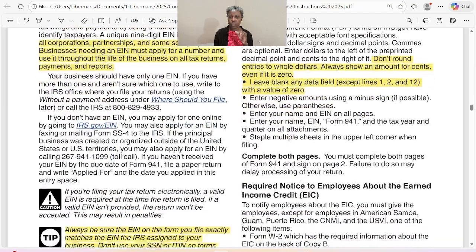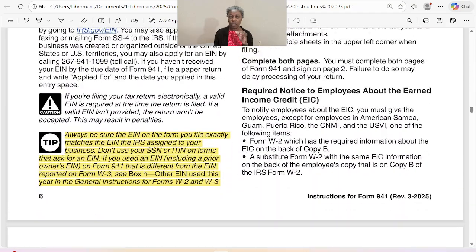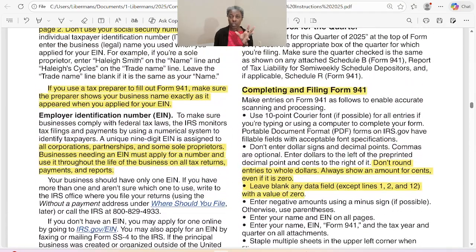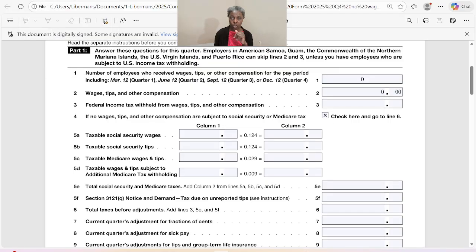That will be on page 6 of the 2025 Form 941 instructions. You do not round numbers to the whole dollar amount. You put the cents even if it's 0. You leave lines blank except lines 1, 2, and 12. If they are blank, you put 0 on them. So we are going to keep that in mind and come back here.